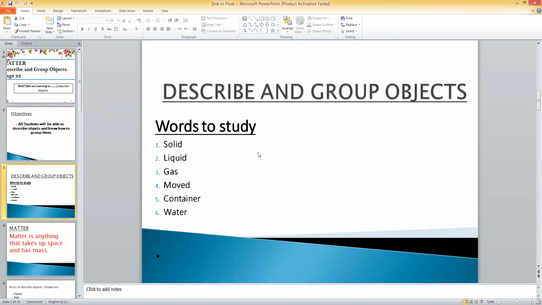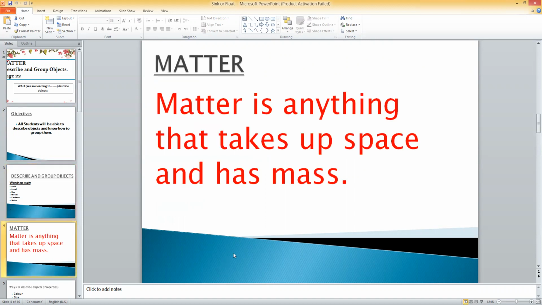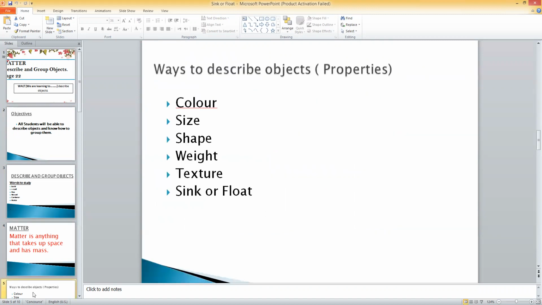And what to know, I know you're familiar with this now. They are what? Solid, liquid, gas. Also, matter is anything that takes up space and has mass.